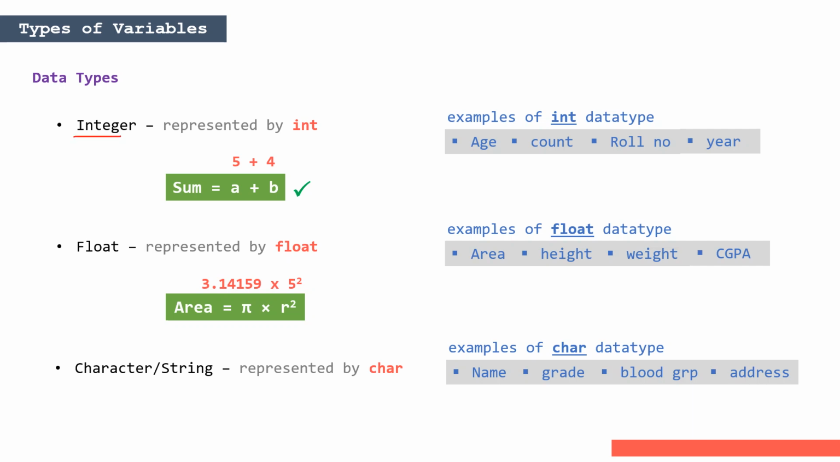So integer data type is represented by int. You can write a statement like sum equals a plus b, right? This will calculate the sum of a plus b, which is nothing but 9. You have to keep in mind that normally, 5 plus 4 is equal to 9, we write it on paper like this. But in programming you have to do the reverse, meaning data will flow from right to left. So you will be writing sum equals a plus b.